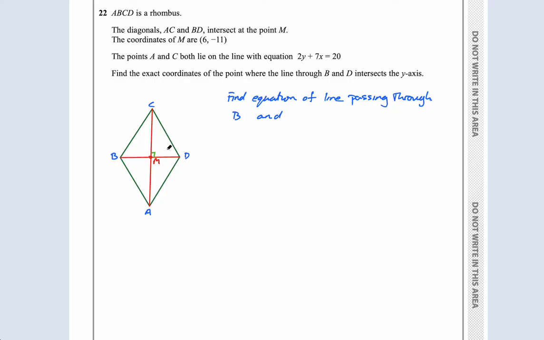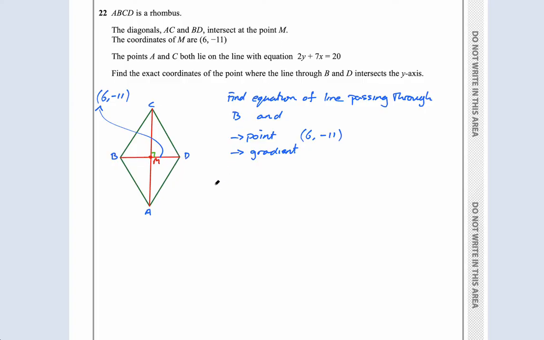I have a point, M. M is 6 minus 11. So I have the point. I just need to find the gradient. So I need a point and I need the gradient to find the equation. The point is 6 minus 11. The gradient, I don't know what it is, but I know that this line AC is perpendicular to the line BD. I know that because it's a rhombus. That's one of the properties of a rhombus, is that these two lines meet at right angles.